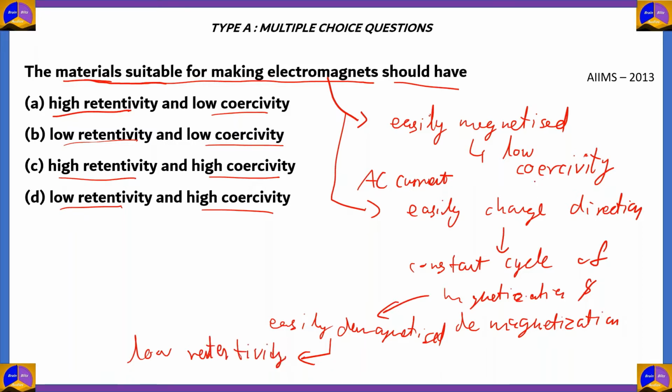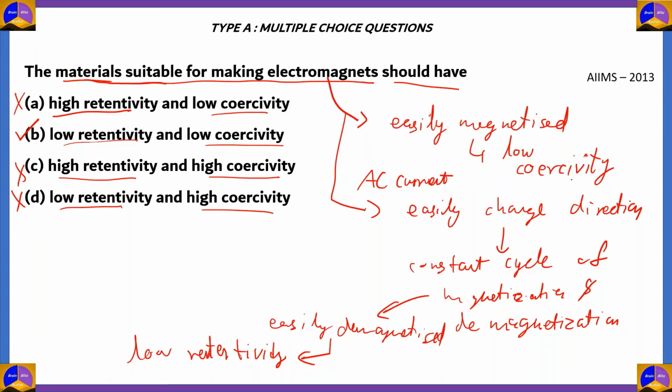So the first condition was low coercivity. Low coercivity is found in options A and B, so options C and D are incorrect because they have the condition of high coercivity. And then for the constant cycle of magnetization and demagnetization caused by the AC current, we should have low retentivity. If we look at our remaining options, option A says that materials would have high retentivity for making electromagnets, which is incorrect. The right answer is option B, low retentivity and low coercivity.